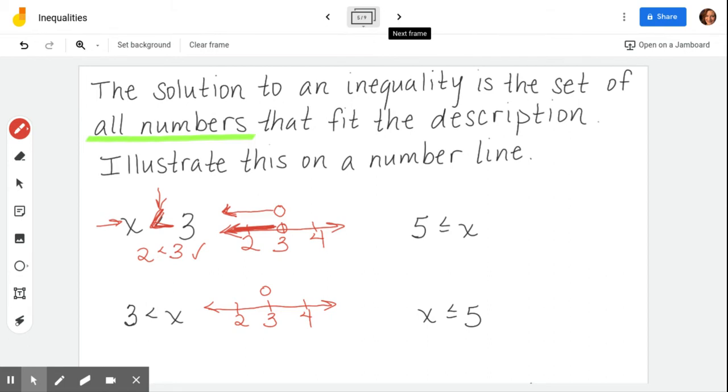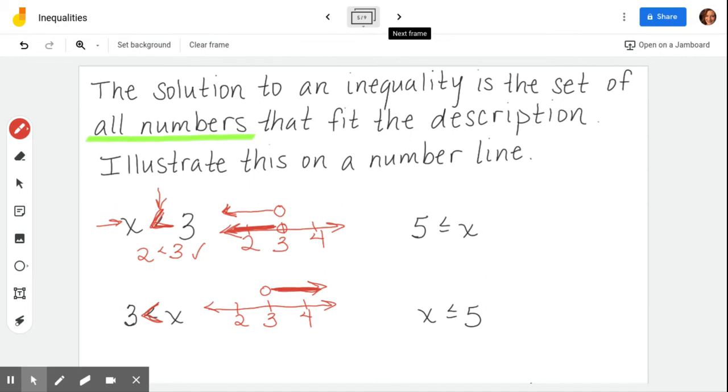But this time, Pac-Man is eating my X. That means X is bigger. So I'm going to shade to the right because that's where my bigger numbers always live. It doesn't matter if they're positives or negatives. Smaller numbers live left, bigger numbers live right.